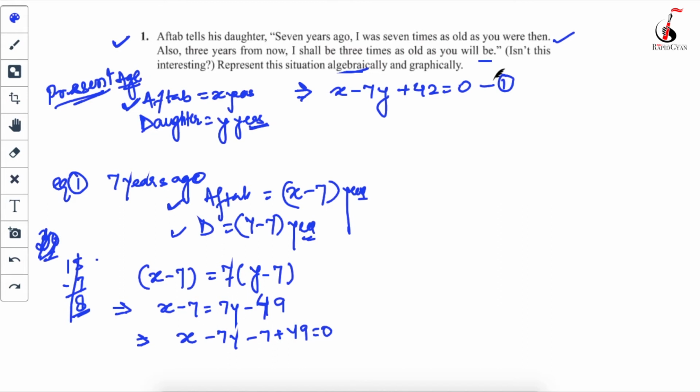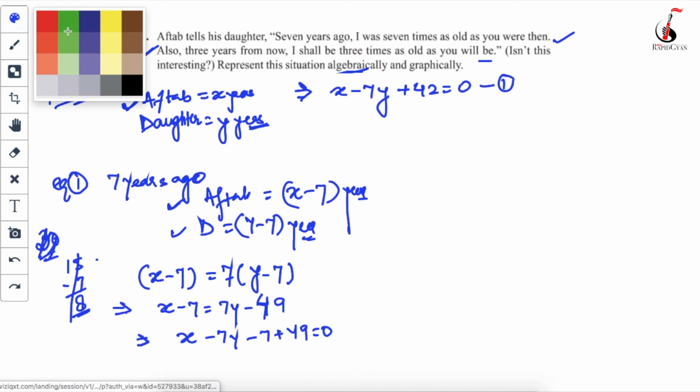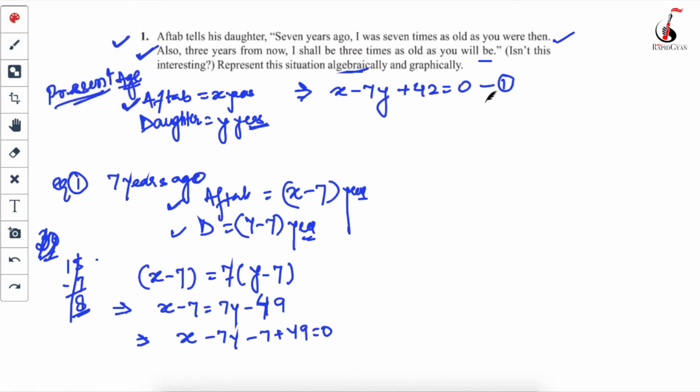Now let's find the second equation. The second condition is saying that 3 years from now, which means after 3 years, what will be the age of Aftab? Aftab's age I can write as x plus 3 years. And what will be his daughter's age? The daughter's age will be y plus 3 years.